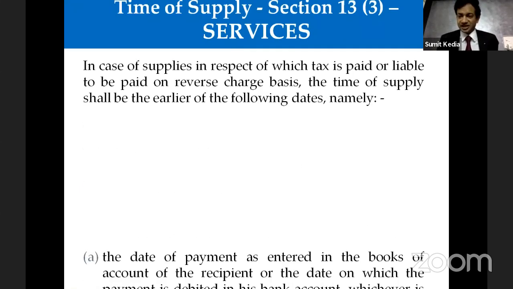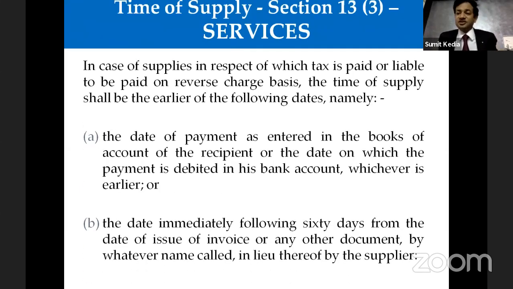Next comes service. In a service transaction, let's say I receive an invoice from a security provider, from a rent-a-cab, renting a vehicle, security charges, GTA. In all these cases, if I receive an invoice in the month of May, but I make payment in the month of June, then the time of supply will be in the month of June, because the date of payment is the time of supply.